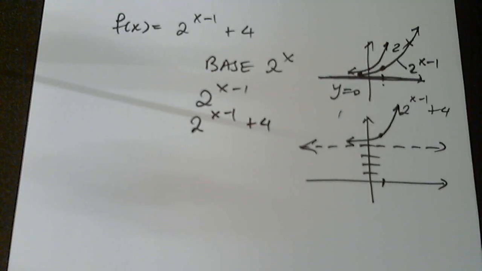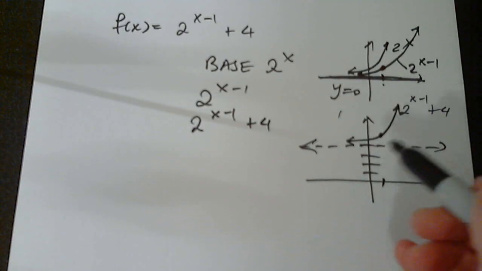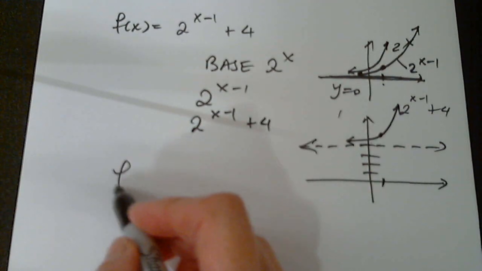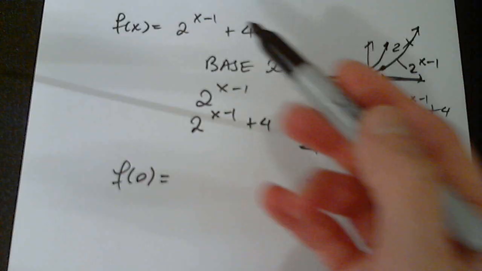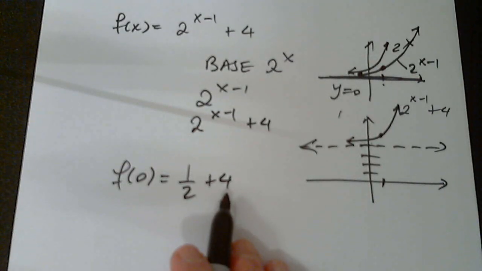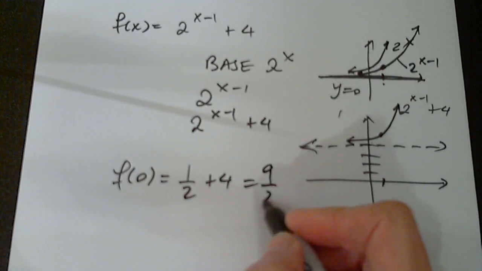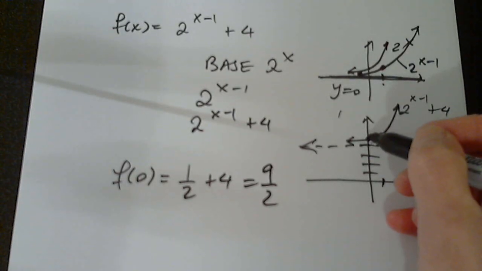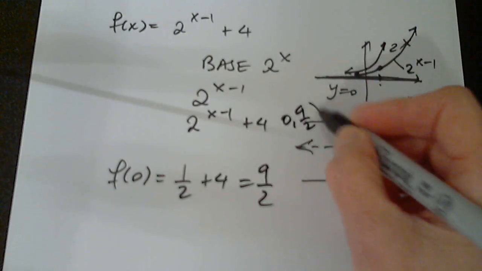There are no x-intercepts, but there is a y-intercept. How do I determine the y-intercept? I plug in 0. 0 minus 1 is negative 1, which is 1/2 plus 4. 2 times 4 is 8, plus 1 is 9. So this point here is 0, 9/2.